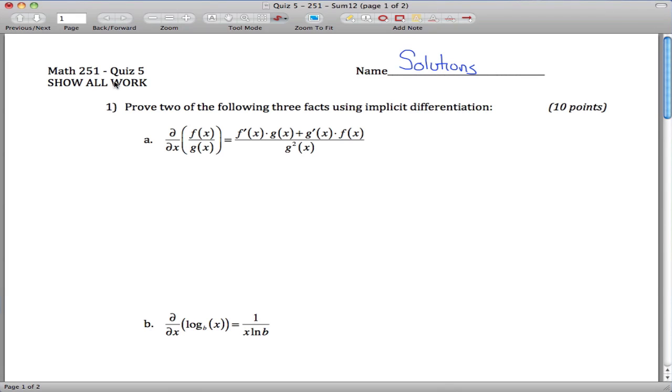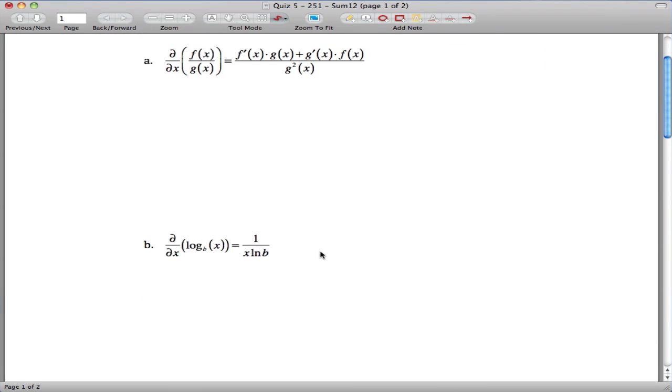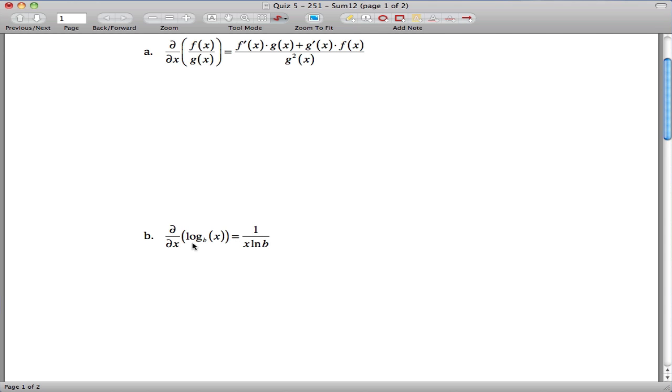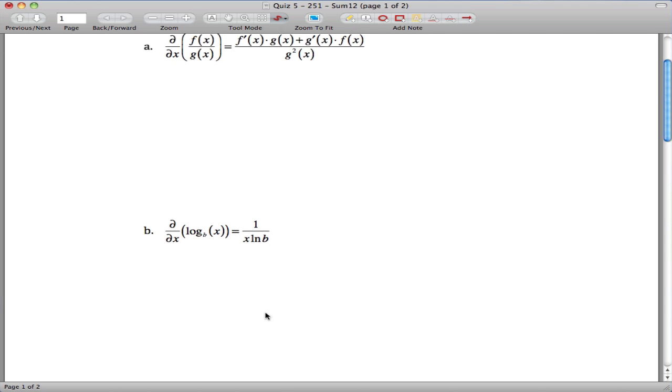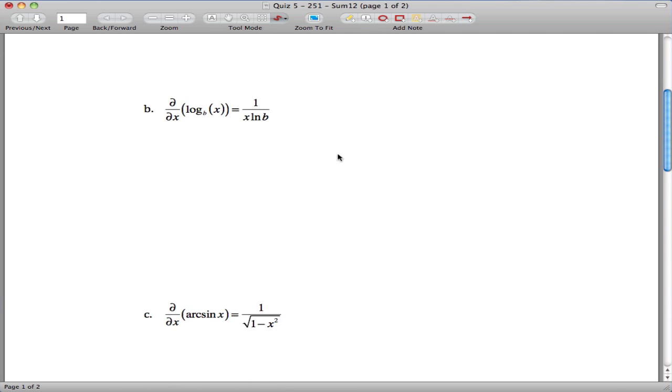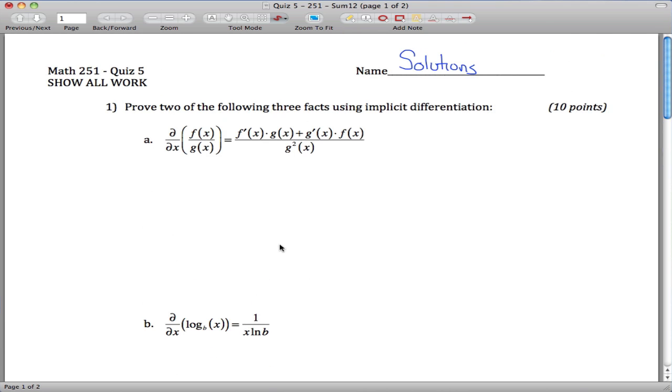Alright, here's quiz 5, solutions for Math 251. In part 1 here, I give you 3 results. Well, we got the quotient rule, the derivative of log base b of x, and the derivative of arcsine, and I'm asking you to prove these using implicit differentiation.